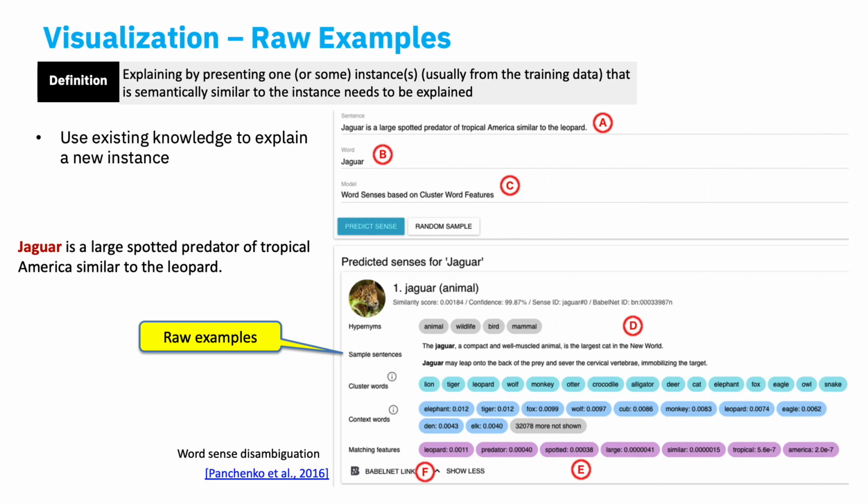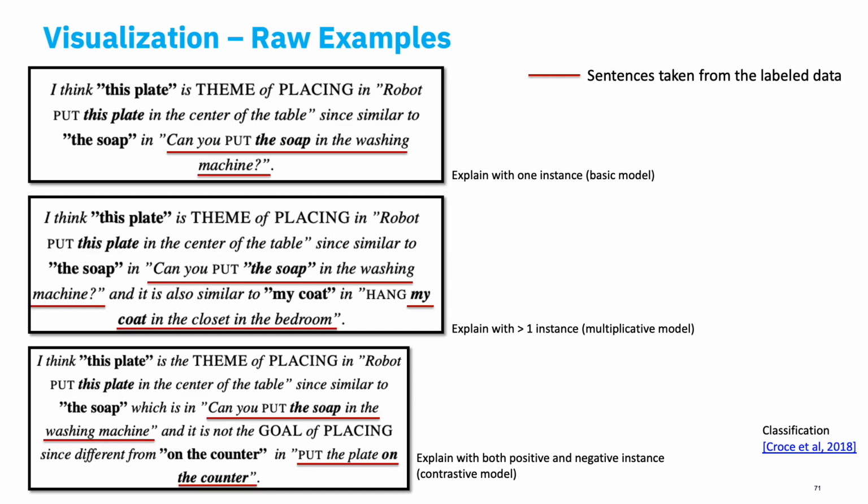For example, one of the raw examples presented is the sentence, "The jaguar, a compact and well-muscled animal, is the largest cat in the New World," which is similar to the one we need to explain. Here is another example. Again, the way this approach is used to explain the theme of a phrase in a sentence is by presenting one or more examples, which can be a positive example or a negative example, or both.